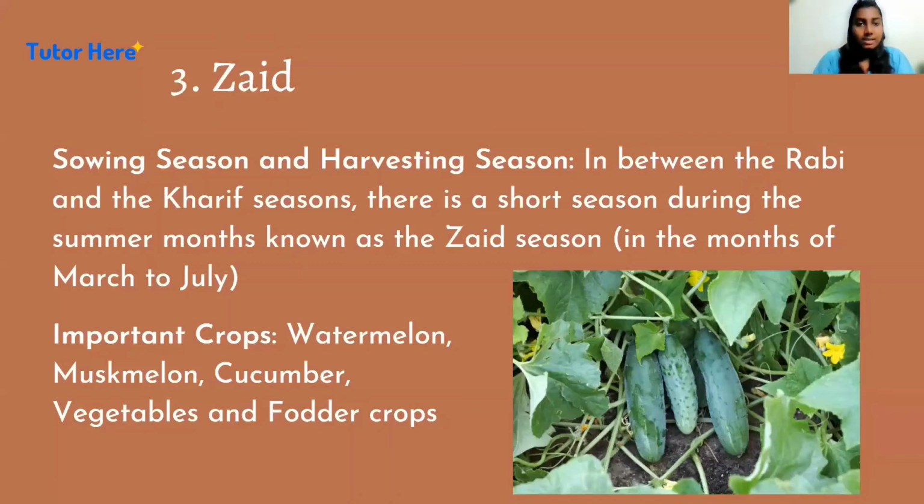Third and the last cropping season is Zaid. It is sown and harvested in between the Rabi and Kharif seasons. There is a short season during the summer months known as the Zaid season, that is from the months March to July. The important crops of Zaid are watermelon, cucumber, vegetables, muskmelon, and fodder crops.